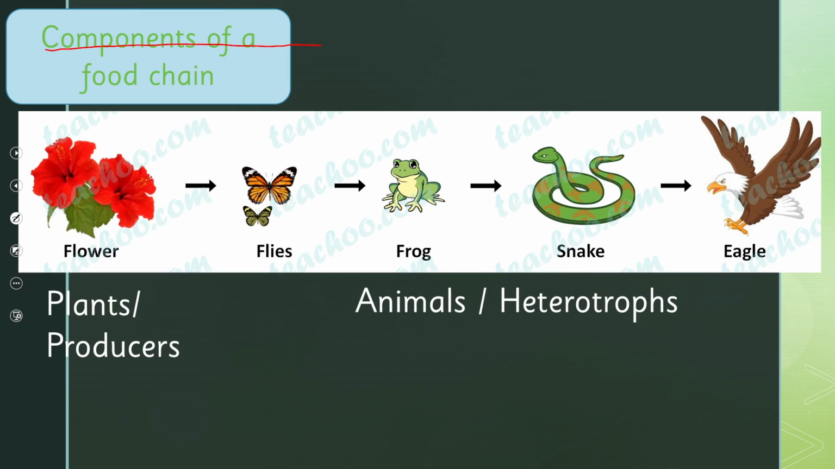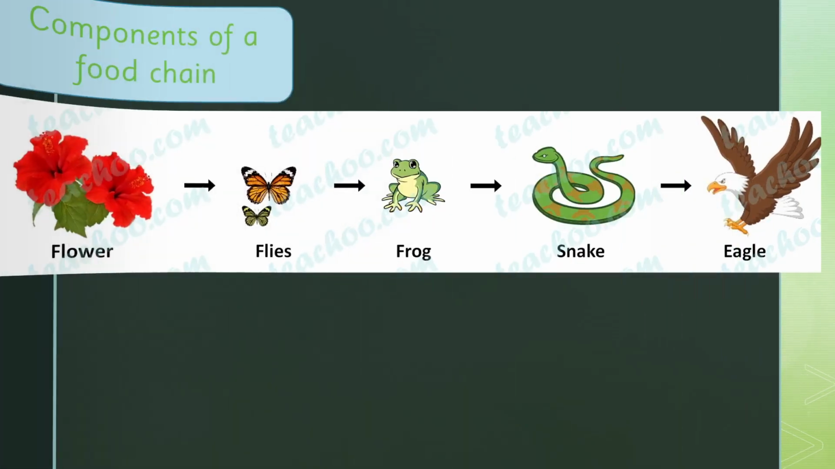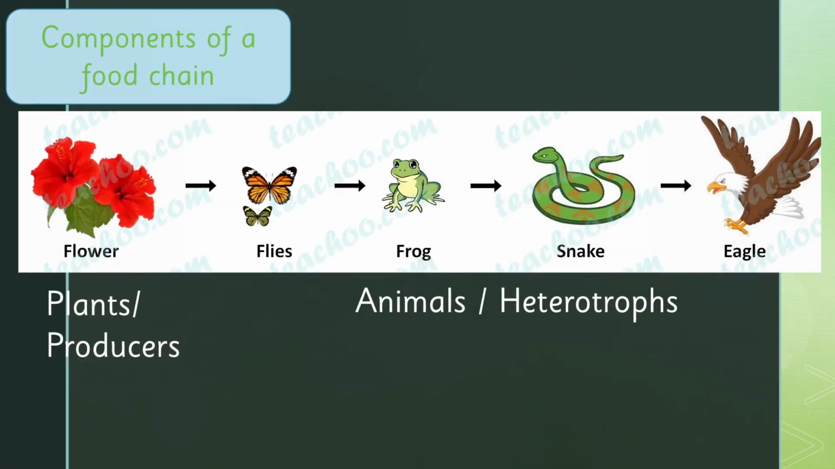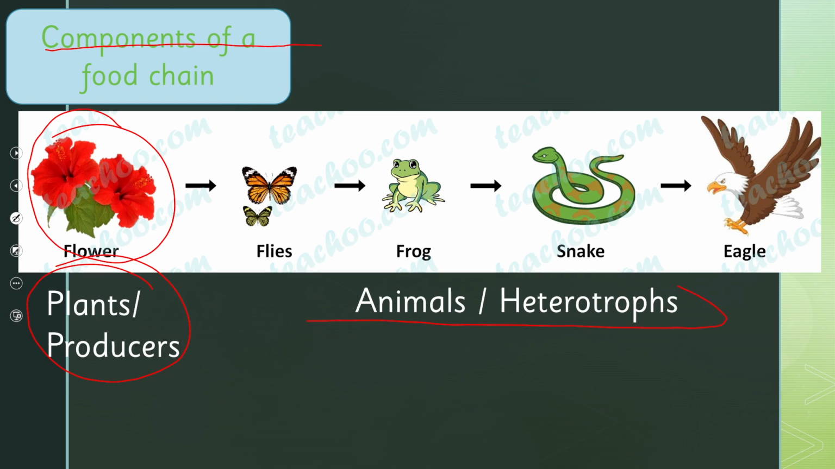Plants are the producers. So in this food chain, this hibiscus flower is a producer. Then come the animals, which are heterotrophs. So plants are producers, or they are also called autotrophs, whereas all these animals are called heterotrophs because they cannot make their own food and they depend on another organism for energy and food.